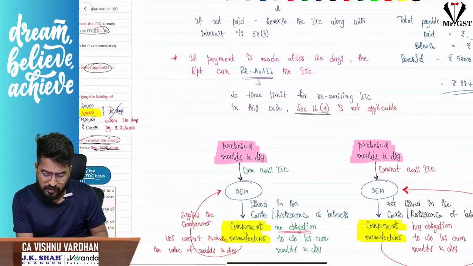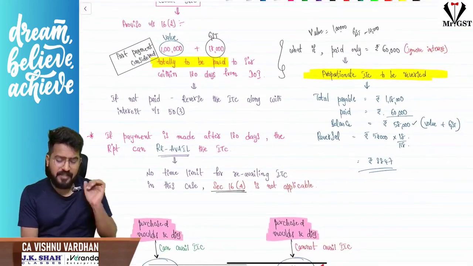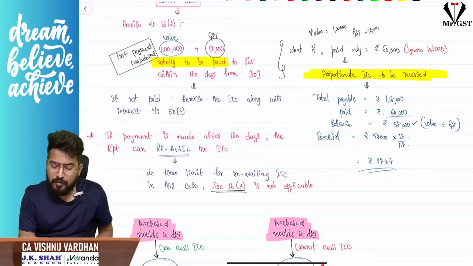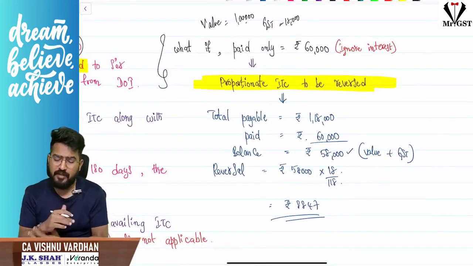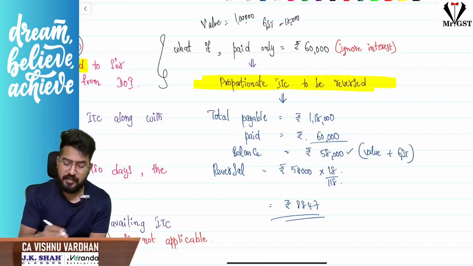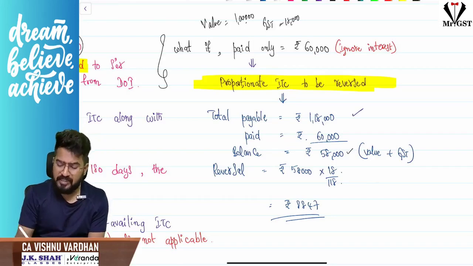So here if you see, 1 lakh plus 18,000 is the GST. So 1 lakh 18,000 you should have paid. What if you have paid only part amount, 60,000? Okay, ignoring interest, what is the ITC to be reversed here? You should pay 1 lakh 18,000, but you have paid 60,000. What is the balance? 58,000.